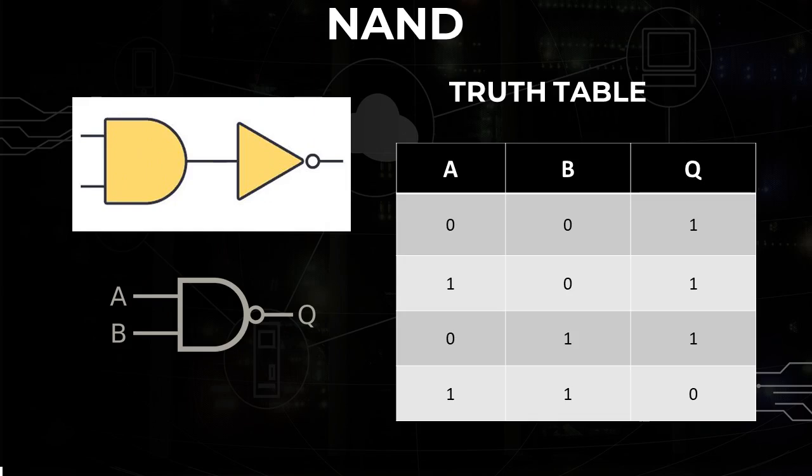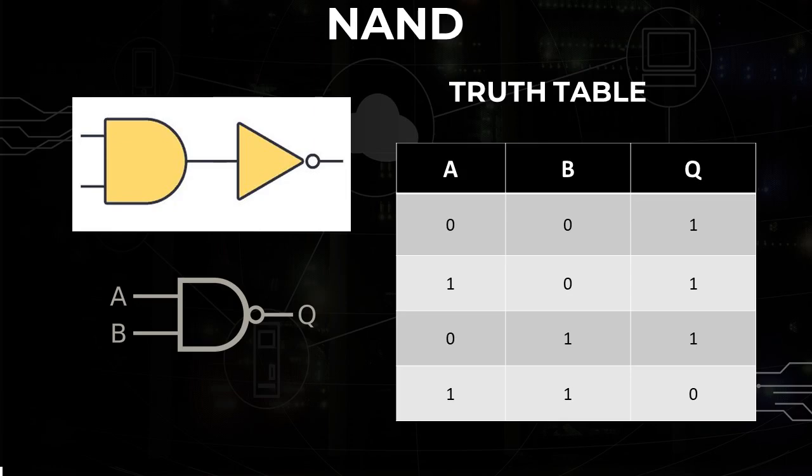Let's explore the NAND gate. It's a combination of AND and NOT gates. The NAND gate outputs a 0 only if all of its inputs are 1. Otherwise, it outputs 1. Here is the truth table for the NAND gate. When both inputs are 0, the output is 1 because not all inputs are high.